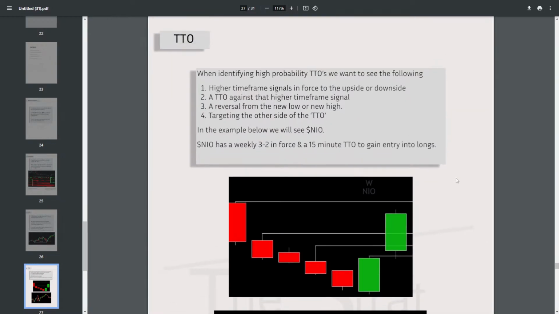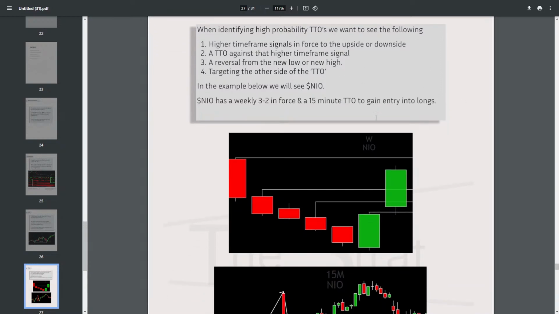So when we're identifying high probability TTOs, intraday specifically, but this applies to all time frames, we want higher time frame signals in force up or down, and then a TTO or corrective activity against that signal, and then a reversal from that new lower high, and then we'll target the other side of the triangle.